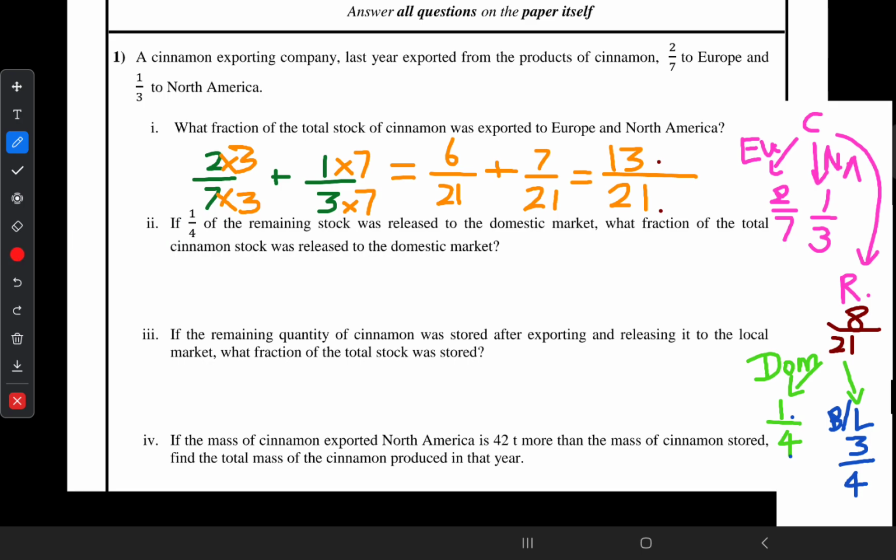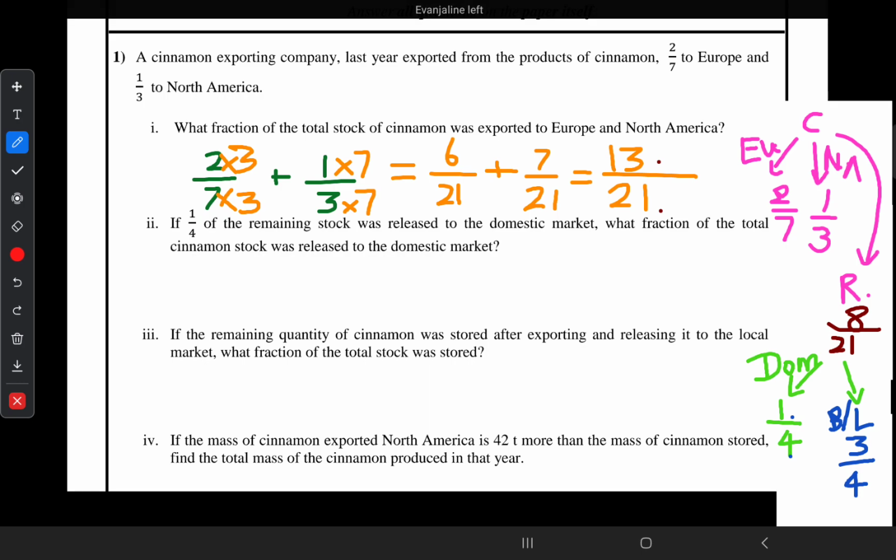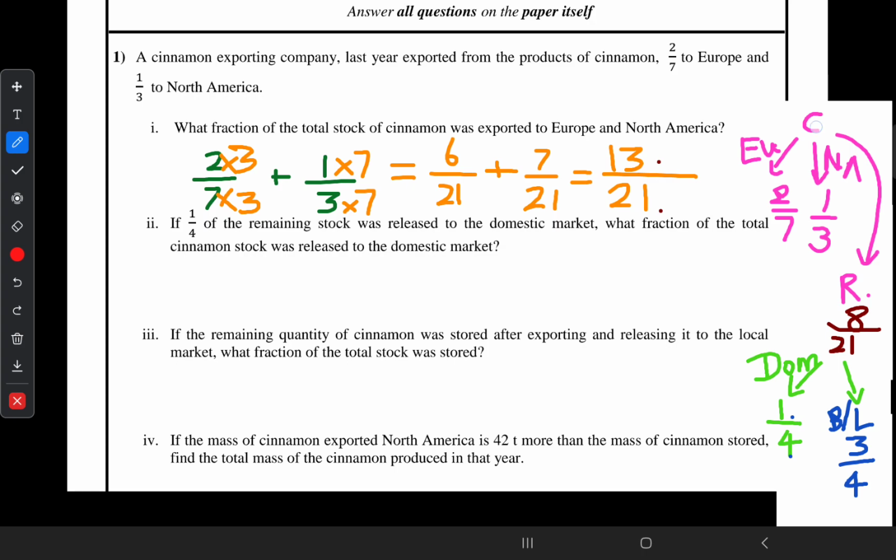Then let's answer the question. 1/4 of the remaining stock was released to the domestic market. What fraction of the total cinnamon stock was released to the domestic market? For that, from the cinnamon, there is a remaining portion. From the remaining, there is a portion released for domestic purposes. So you should multiply these two fractions. First we found total cinnamon stock to remaining, then remaining to domestic usage.